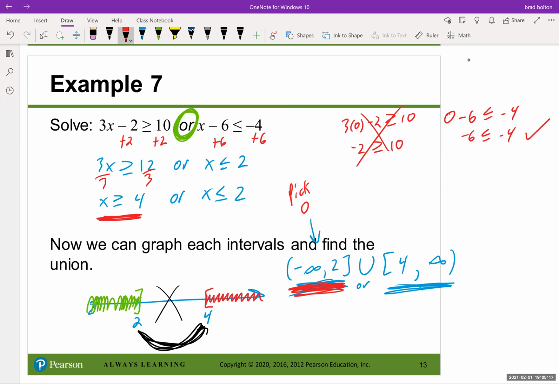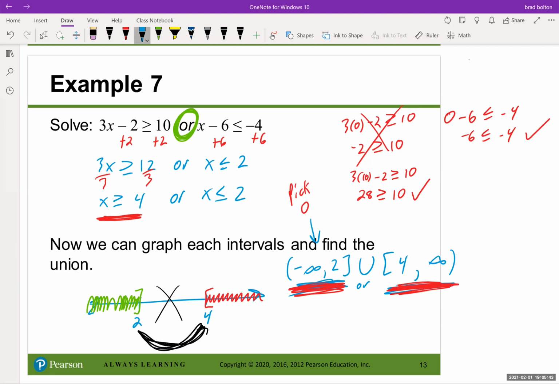And then we could pick a good number from over here, 10. So I could do the same thing. I could say 3 times 10 minus 2 is greater than or equal to 10. So this is 30 minus 2, which is 28. Is 28 greater than 10? Is this a true statement? Check. So I don't even have to check this one over here because I already got it to work for one. And remember, an OR statement only needs it to work for one. So this is good. So both of my solutions work.